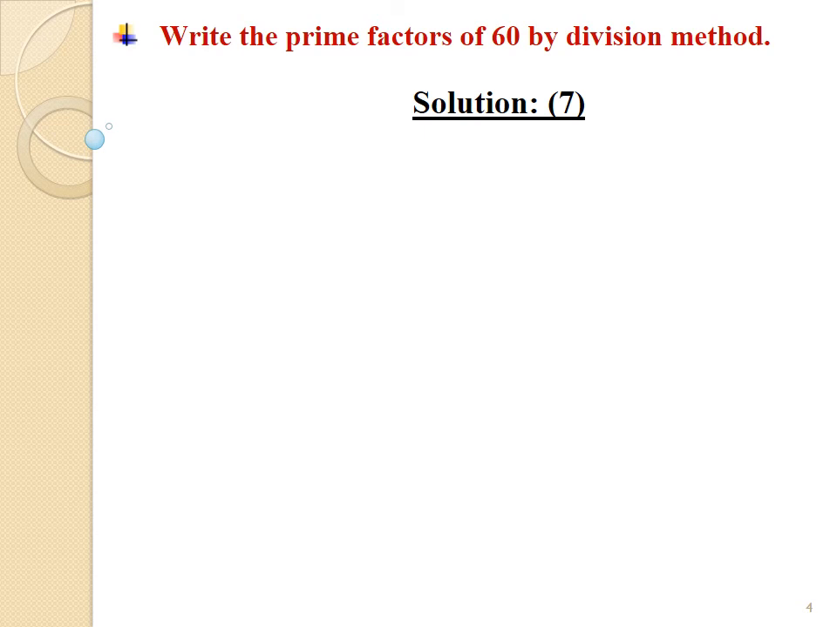Students, we will write the prime factors of 60 by the division method, as we have to prime factorize 60 by the division method. Students, we know that in the division method, we start dividing the given number by the smallest prime number 2, if the given number is even, and we keep on dividing till we obtain 1. So now, let us solve question number 7, keeping in mind the divisibility test.